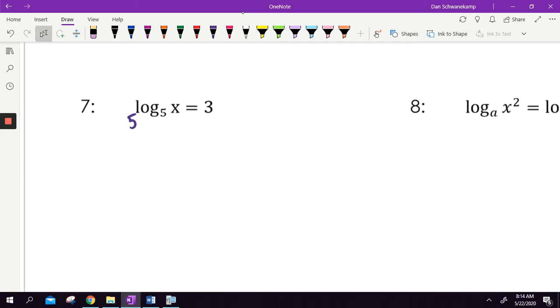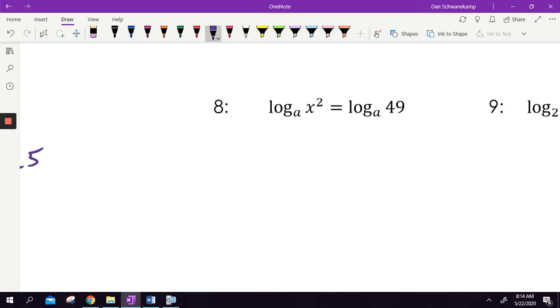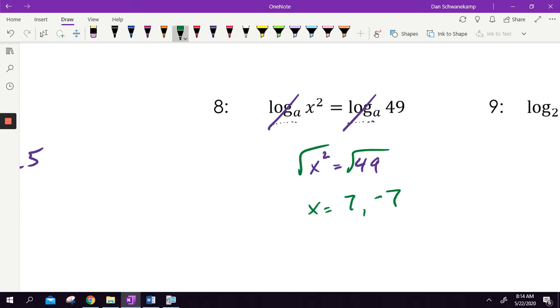Number 7, raise both sides to a base of 5. Boom. X is equal to 5 cubed, which is 125. All right, number 8. Oh no, log base A. That's so weird. Oh, but this one is log base A as well. So if they're both log base A, I don't really care what log base A is. It's just going to be x squared is equal to 49. To get rid of the square, we are going to take the square root, and x is equal to 7 and negative 7, because if I take a square root, it could be positive or negative.